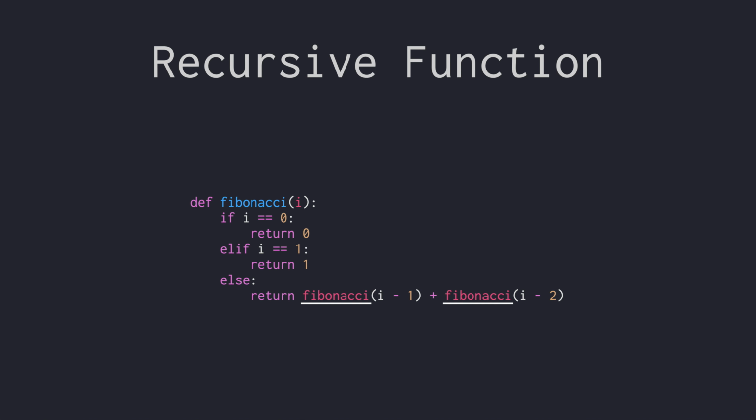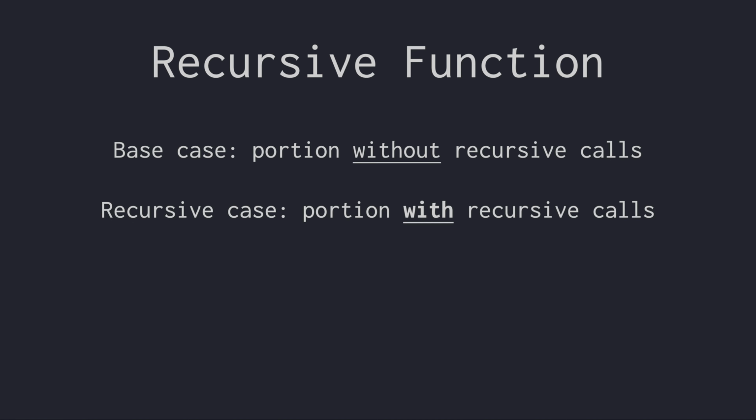So this is what recursion is: inside of a function, it makes a call to a function which happens to be itself. And since merge sort is a recursive function, we need to know how to write recursive functions. So recursive functions usually have a base case and a recursive case. The base case is the portion of the code that does not make the recursive calls, whereas the recursive case is the portion that does make recursive calls.